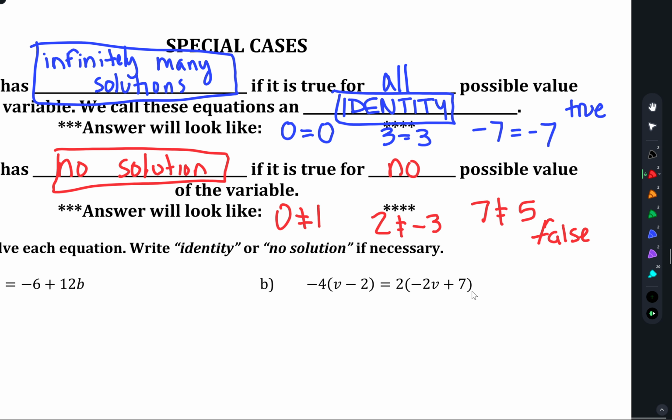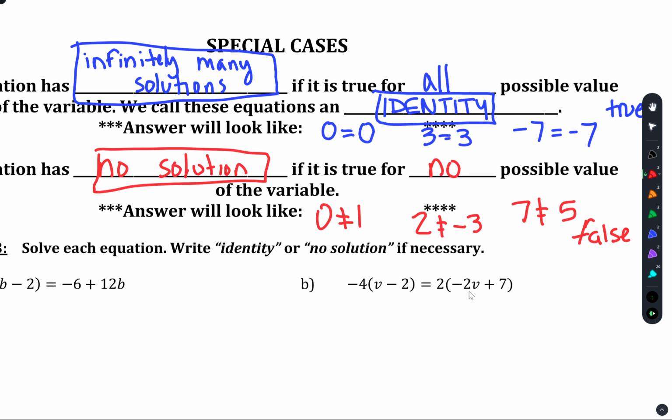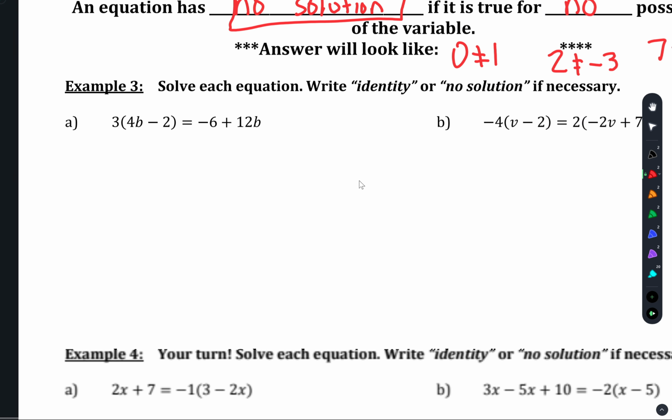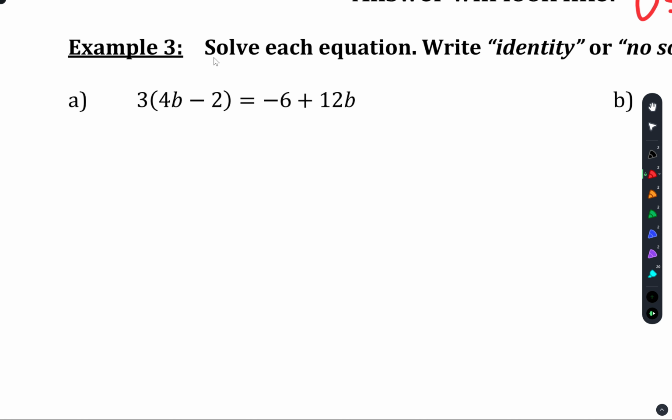One thing I'm noticing about all of these examples is I have no variables. It doesn't say x equals 0, x equals 3. It says 0 equals 0. No variables to be seen. So what's going to happen is when I'm doing these examples, I'm going to find that my variables cancel each other out on both sides. So that's what I'm going to look for here. So let's look at A.